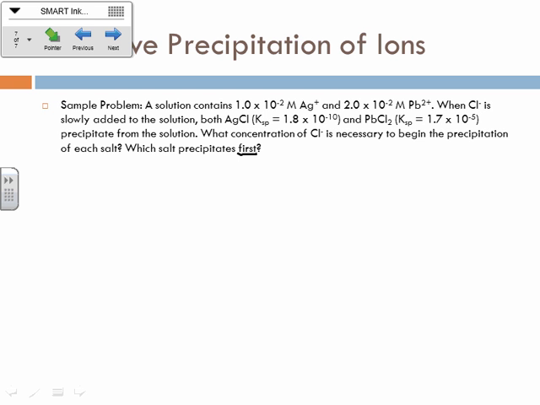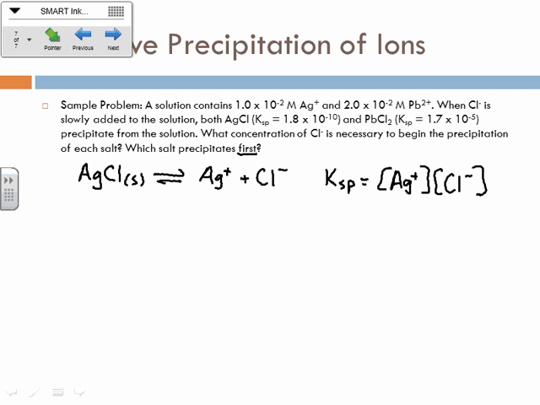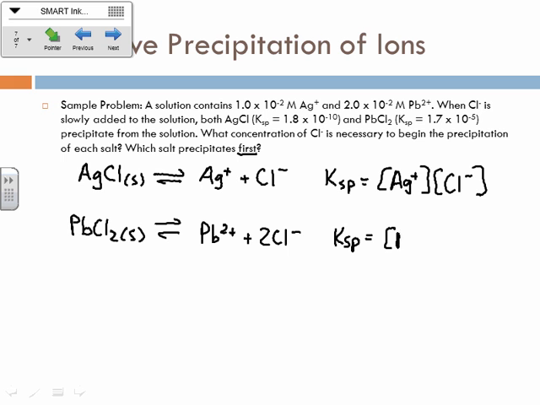So the AgCl reaction here is going to be AgCl solid in equilibrium with Ag plus and Cl minus, okay? And then the corresponding KSP for that one, I'm just going to write it in general first, and then we can plug in here in a minute. All right, so there's that one. And then the PbCl2 in equilibrium with Pb2 plus and 2Cl minus. So when we write the KSP for that one, we have to square it. Okay?